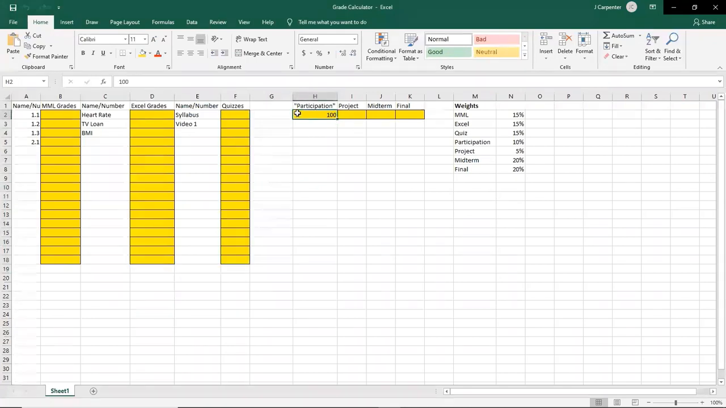Your participation grade, which, I mean, if you've been participating, you've got a 100. If you haven't done a single thing, then you've got a 0. So remember to participate. Project grade, blank, we don't have any yet. Midterm, no final. So those all should have nothing in them, but you could definitely have 100 for your participation.